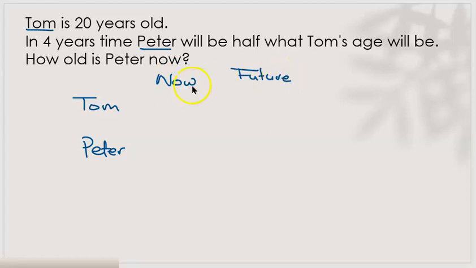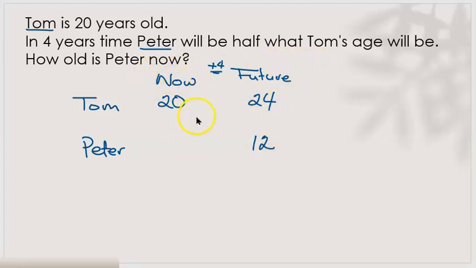All right. So Tom is 20 years old. He is 20 years old now. In 4 years' time, Peter will be half what Tom's age will be. So we know that the future we're talking about is plus 4 years. Tom in the future is going to be 24. And Peter will be half of what Tom's age will be. So if Tom is 24, Peter is going to be half. Half of 24 is 12. So Peter is only going to be 12.